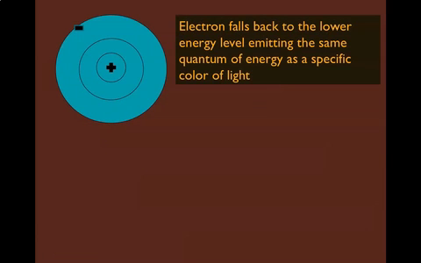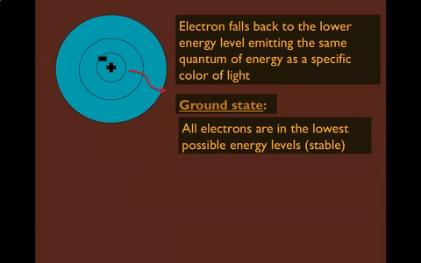So now the electron's away, it falls back to the lower energy level, and it emits the same quantum of energy as a specific color of light. So it lets that energy go as it goes back to its ground state, which is its lowest possible energy level, and that's where the atom is the most stable.